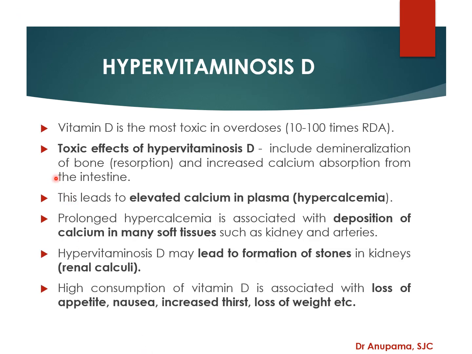Hypervitaminosis of vitamin D. Vitamin D is the most toxic in overdoses of 10 to 100 times of the recommended dietary allowance. The toxic effects of hypervitaminosis D include demineralization of the bones. That is, again, resorption will be taking place. Increased calcium absorption from the intestines will be there. This leads to elevated calcium in the plasma, which you call hypercalcemia.